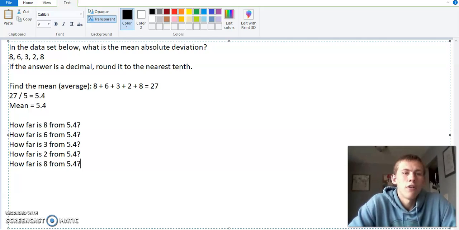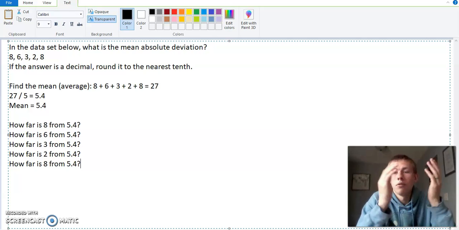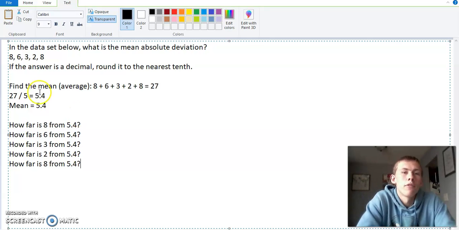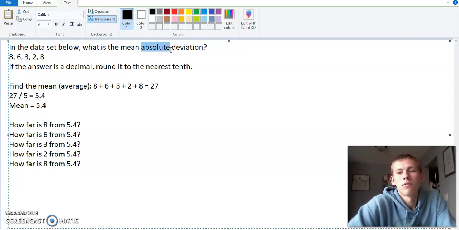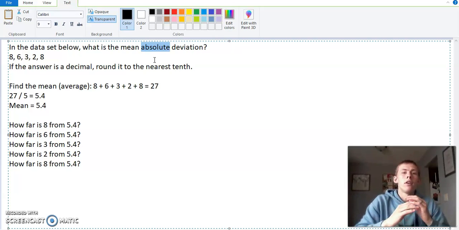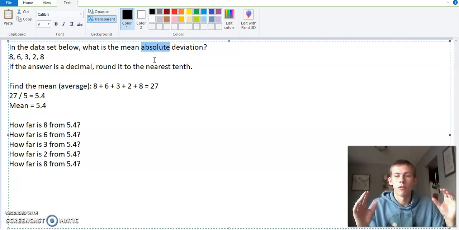So how do you figure out how far a number is from another number? Well, you just subtract the two numbers. And by the way, since we're finding the mean absolute deviation, you might remember that the word absolute comes from absolute value. That means you don't care if it's bigger or smaller, you just want to know how far one number is from another one.